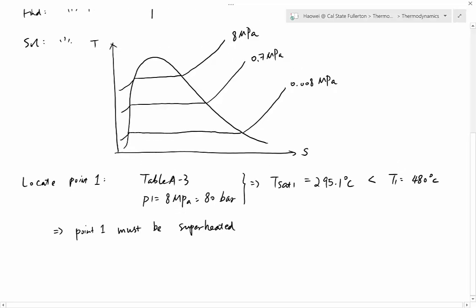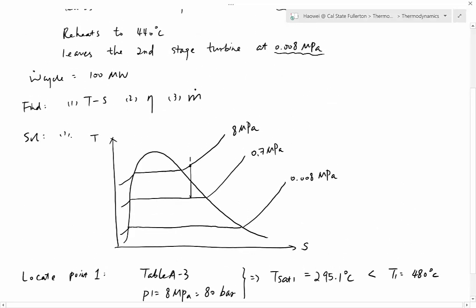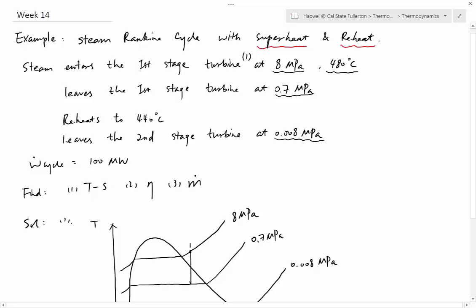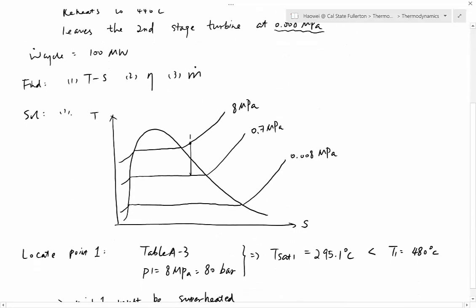So next question is, where do I put point number 1? Point number 1 must be on this 8 megapascal line, and it has to be superheated. But is that enough for us to fix the location of number 1? For example, if I put number 1 here, it satisfies the requirement to be superheated. And then when I sketch 1 to 2, which is the first stage turbine, I go straight down. And then the problem says it leaves the first stage turbine at 0.7 megapascal, so number 2 must be on this 0.7 megapascal line, which is here.